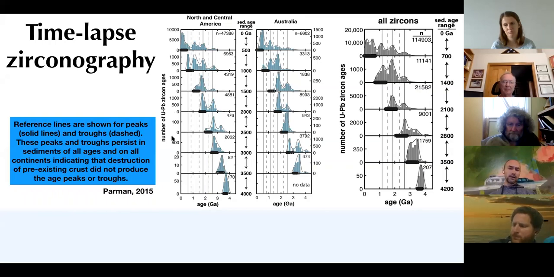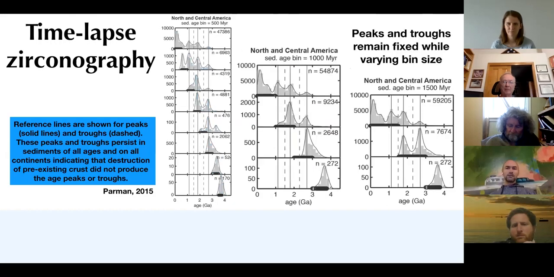And so according to these data, and I do have to agree with Steve that according to these data, it seems to imply that these peaks and troughs were constant through geologic time. And if that is true, then the destruction of pre-existing crust could not be used to explain the peaks or troughs, because if destruction of pre-existing crust were the main driver of these peaks and troughs, we would expect those peaks and troughs to change through time, to evolve through time.